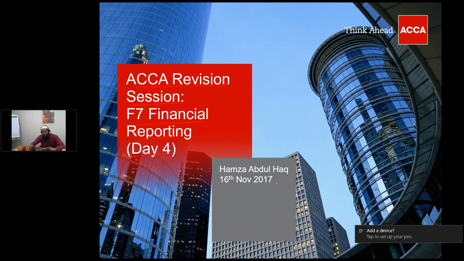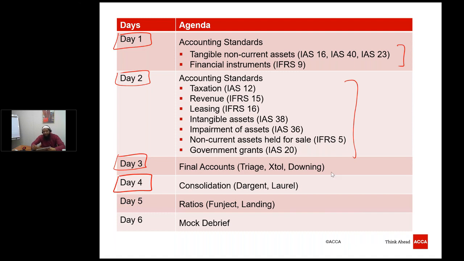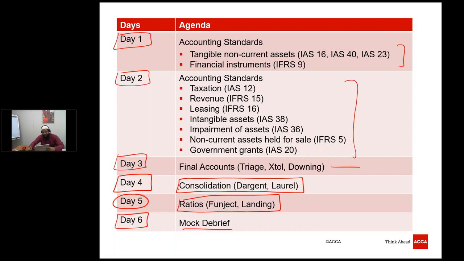Today is day 4, 16 November 2017, and we are going to start today's session. We have already covered the areas of day 1, day 2 and day 3. We discussed multiple accounting standards in day 1 and day 2, and then we solved 3 different questions of final accounts in day 3. Now we're going to discuss the consolidation of the final accounts, and we are going to solve 2 questions, Dargent and Laurel. Tomorrow will be the last session, where we're going to discuss the ratios, and then day 6 will be the mock exam and the mock debrief.